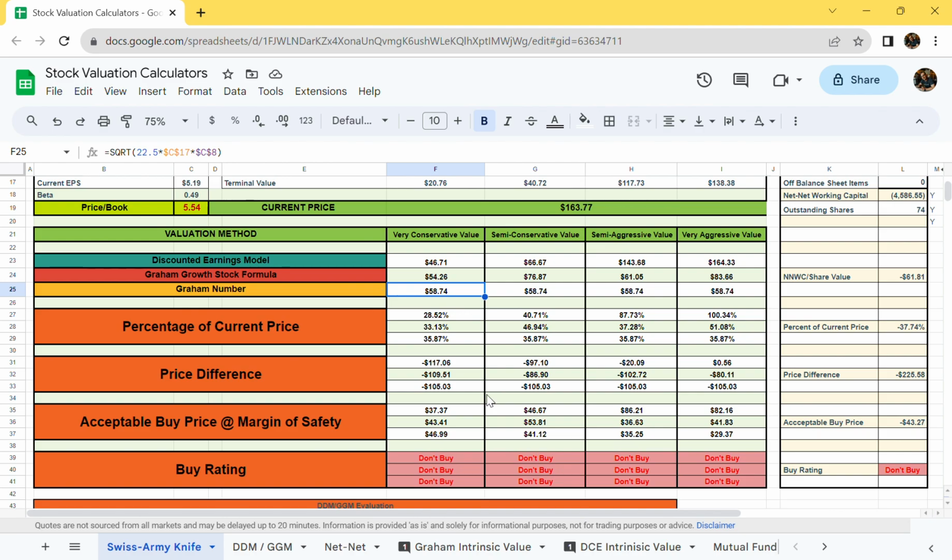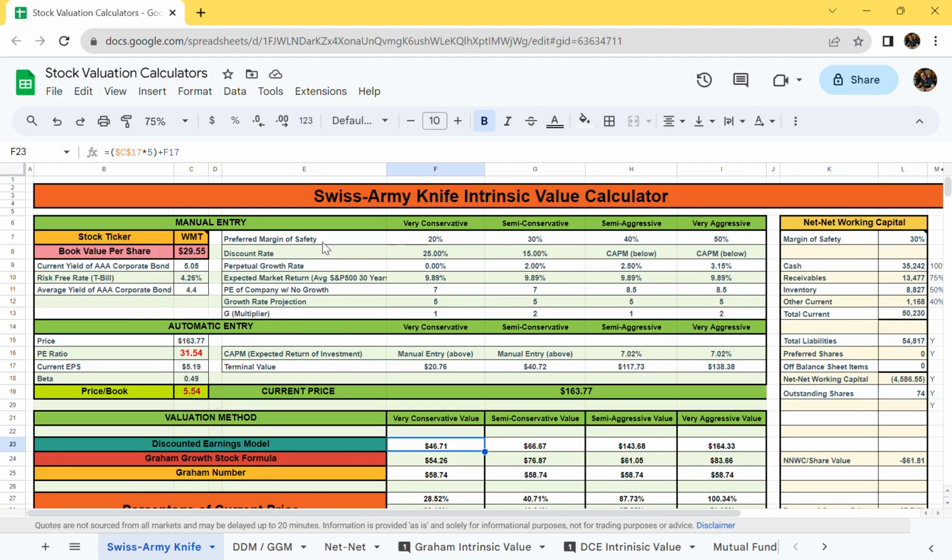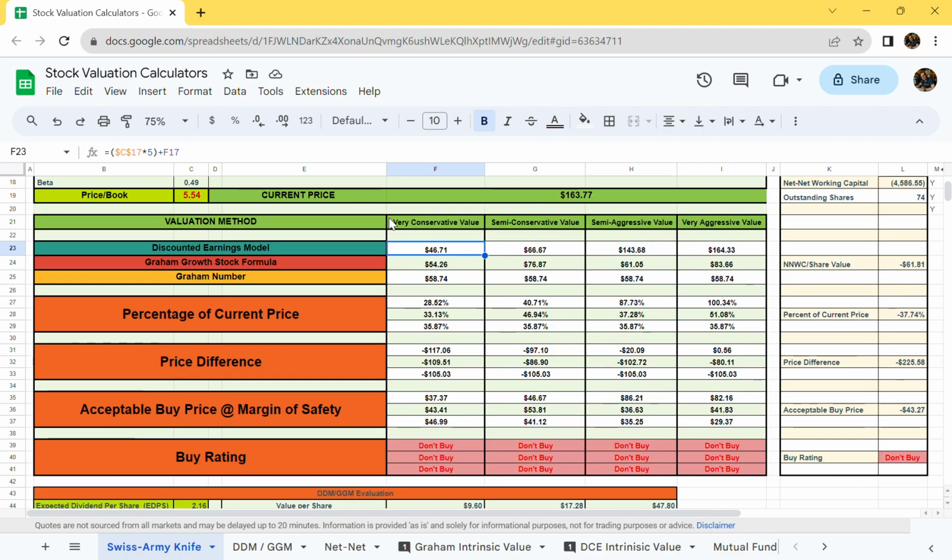So again, you may say it's 46.71%. Well, up here we enter a preferred margin of safety. So at 20% margin of safety from 46.71, we might buy it at 37.37. Well, 37.37 is much lower than the current price, so you would be overpaying for it as of today. So it's a don't buy.